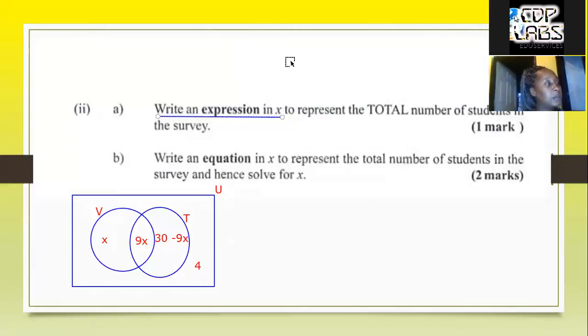Now, next thing. Notice that they put it in all caps. They are making emphasis that you must give the total. Now we are going to give the total number of students in the survey. What does the word total suggest that you should do? Supposed to add it up. Exactly. So you're going to add this to this to this and to this. Let's add them up.